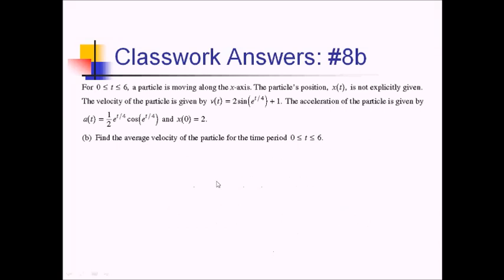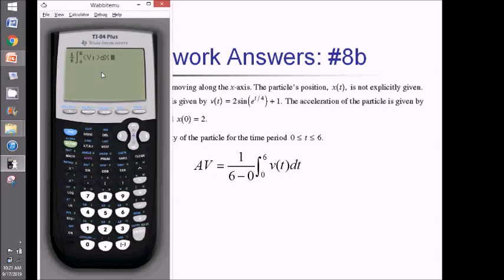For this next part of the problem, I want the average velocity of the particle over the time period 0 to 6. So that's going to be 1 over the interval length, which is just 1 over 6, times the integral from 0 to 6 of, well, what are we trying to average here? The velocity. So let's just plug v of t in here right away. All right, calculator time. So here's what this looks like on the calculator. And for y1, again, that's just where I stored my velocity function that they gave me. So that is going to end up being about 1.949.